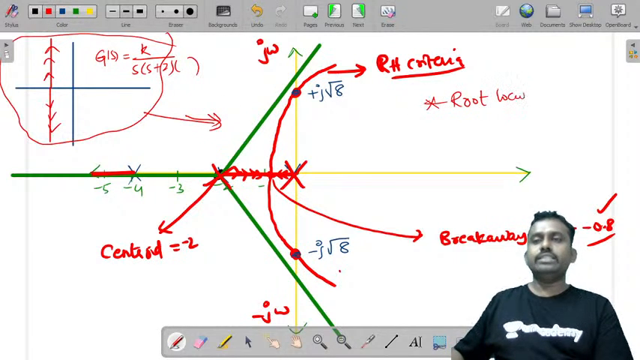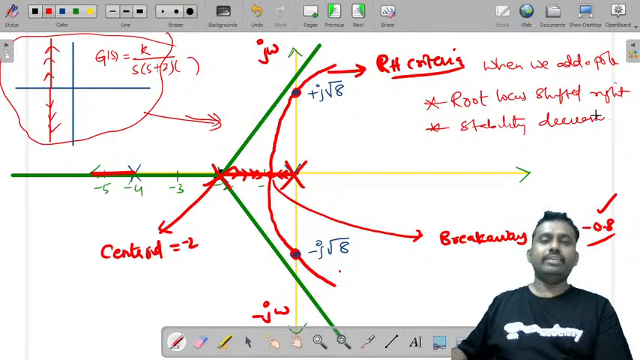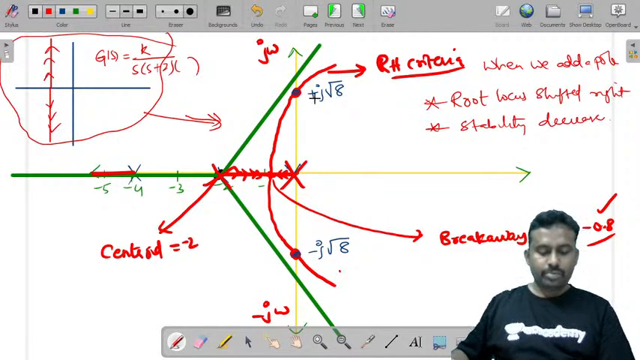Root locus shifted right when we add a pole. Therefore, stability decreases. Stability may decrease. So this is the point that you need to understand. That's the reason I have taken this problem.